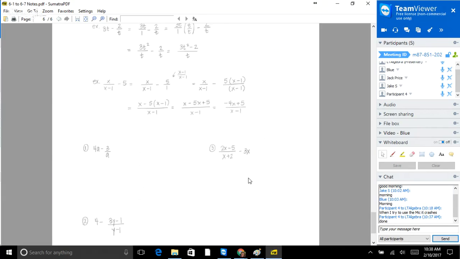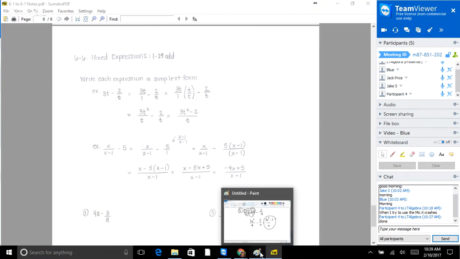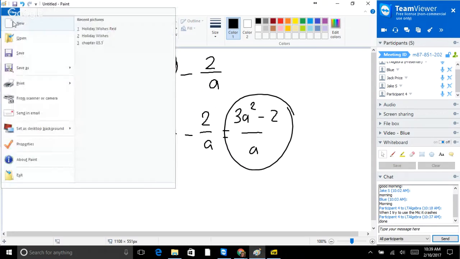I am going to change your homework. So listen, this is important. Instead of 1 through 29 odd, I just want you to do 1 through 19 odd. Unless you really want to do through 29, but you don't have to. You'll probably do it.